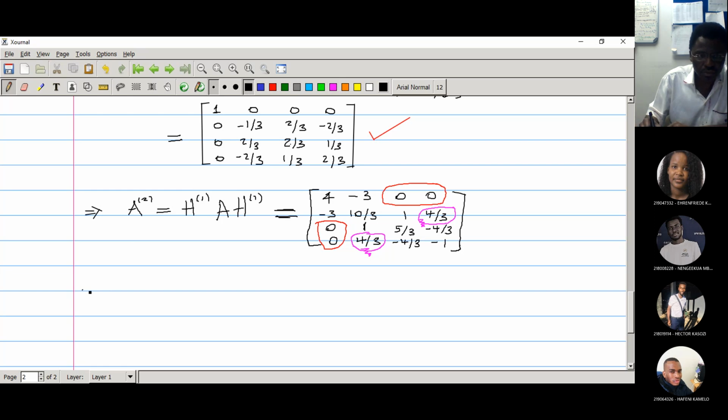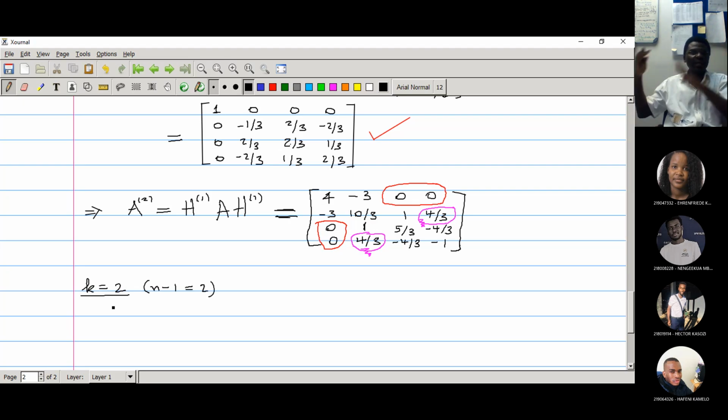Okay, so K equal to 2 now, which is the last one, because this is n minus 1 I was talking about. And that's the last. So if you have an n by n, K will run from 0, 1, 2, 3, up to n minus 1, so that we get a tridiagonal. Okay.